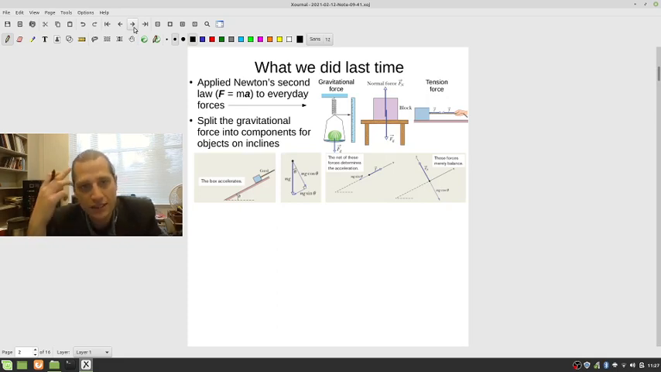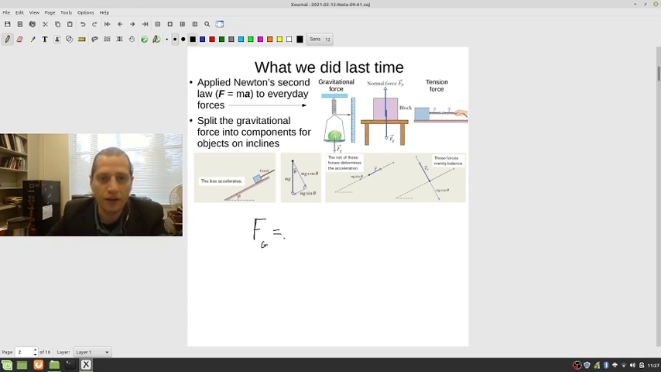Okay, what did we do last time? Last time, for physics, we applied Newton's second law to everyday forces. We talked about the gravitational force, which we can find by taking m times g. So for instance, if we have a mass of 1 kilogram, that would have a gravitational force of around 9.8 newtons. Remember, a newton is a kilogram times meters over seconds squared.